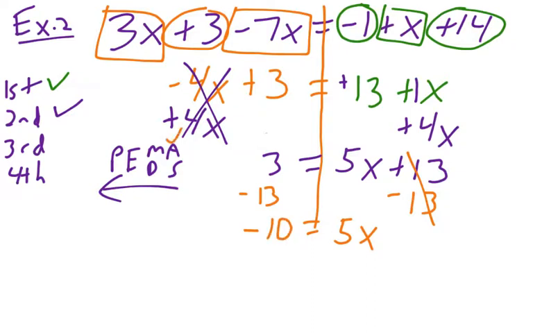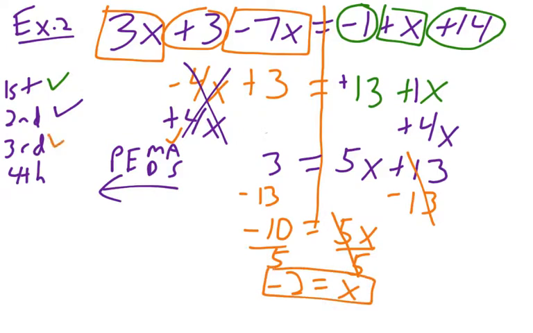And now we're on multiply and divide steps. So we're multiplying by 5. The inverse is dividing by 5. So negative 10 divided by 5 is negative 2. So x equals negative 2. I'm done with my third step. I just want to check it and make sure it is right.